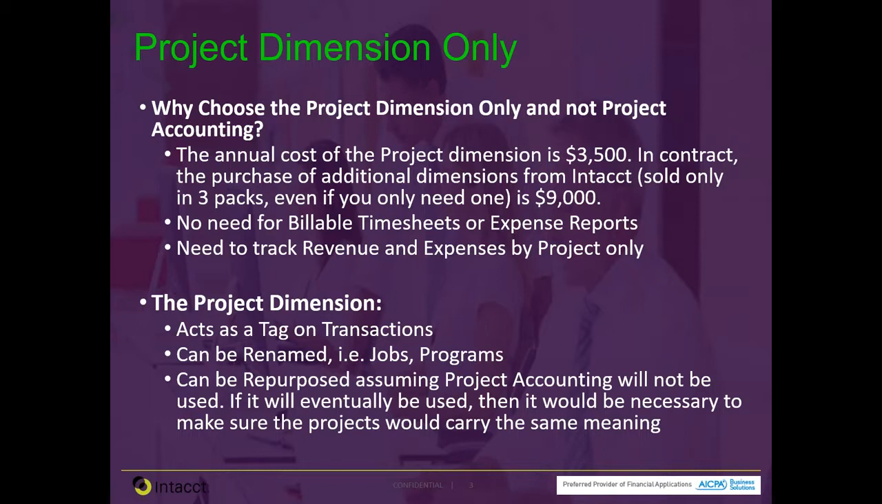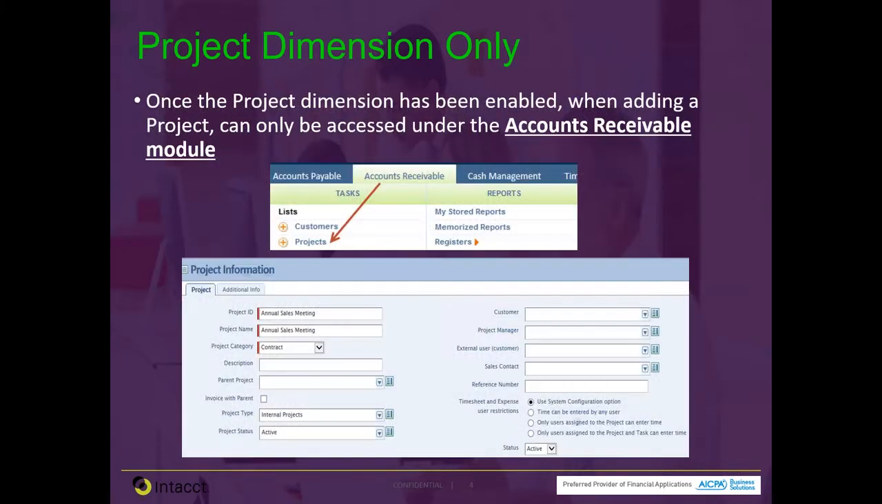It is essentially another dimension in your account stream that you can use for reporting. It acts as a tag. That's what some people like to call the Intacct dimensions. You can rename it, and I'm going to show you how you can do that. And then you can repurpose it for project accounting if that's not being used. So let's go over and take a look at that in just a minute.